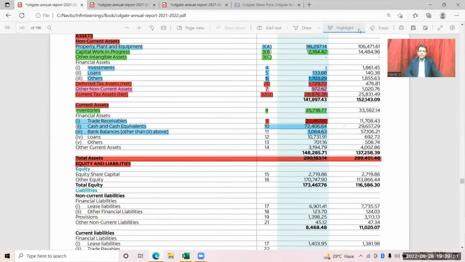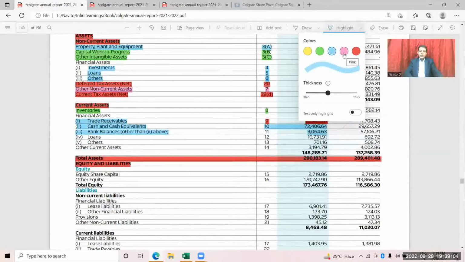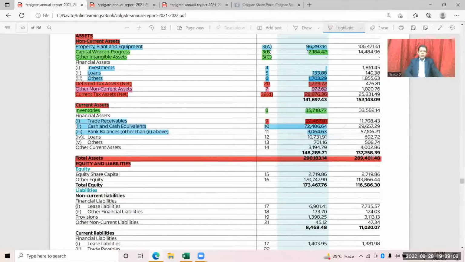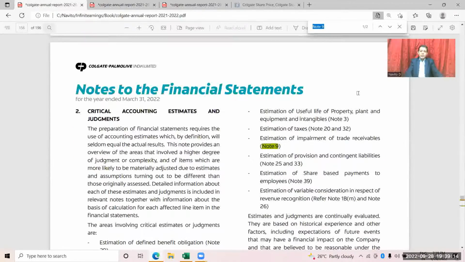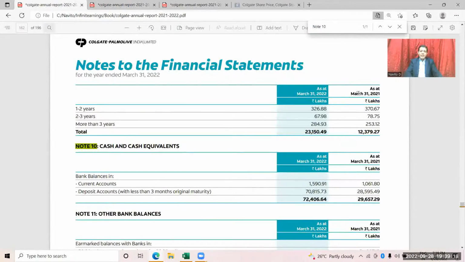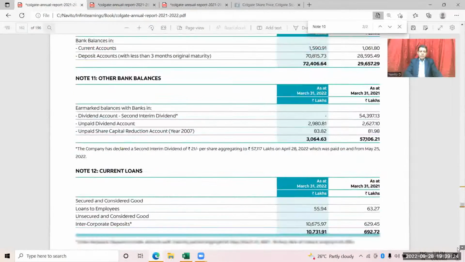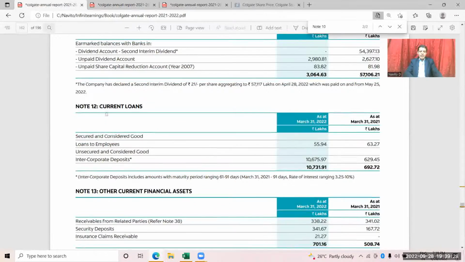And then it has loans, certain loans which have been provided or which it is expecting back. However, these are short-term loans. The value is 1073.91. Let's see to whom it has given the short-term loans. Note 10. I guess it was not note 10, it was note 12. That is our current loans. So this current loans has a value of 10,731. That was the value which we have seen. So this was loan to the employees. It is expecting this loan within a period of 12 months. And intercorporate deposit, this also is expected within a period of 12 months.